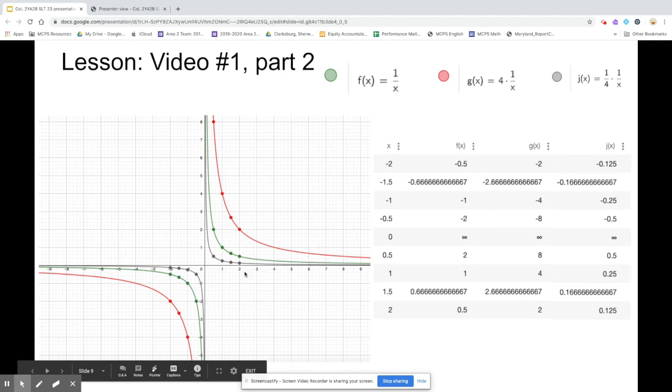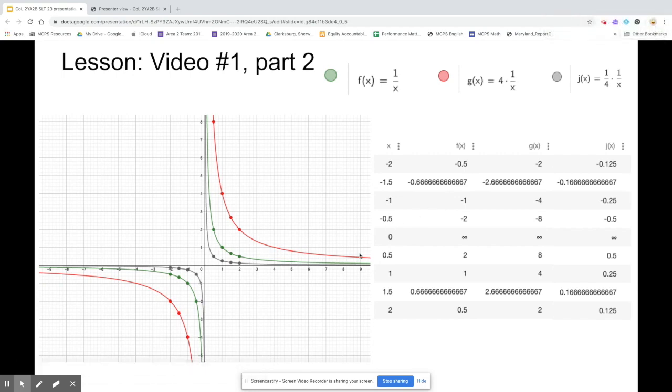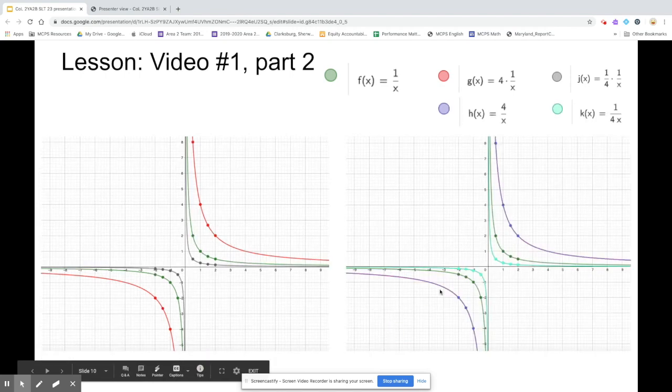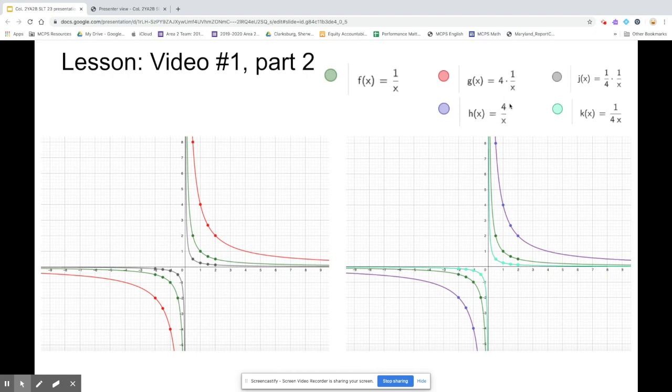I'm going to bring all 3 graphs to the same ordered pair. I have x values, my f of x, g of x, and j of x, and they're all graphed here. I want to show one quick thing. I can also look at g of x, 4 times 1 over x, as 4 divided by x. This coefficient here goes to the numerator. When I multiply by 1/4, I'm going to write this as 1 over 4x.